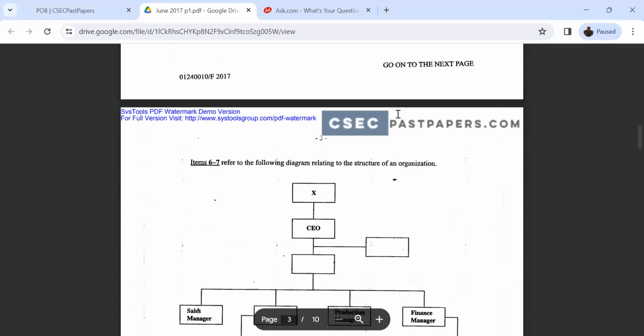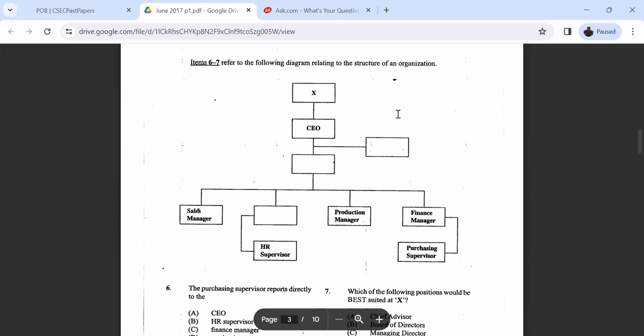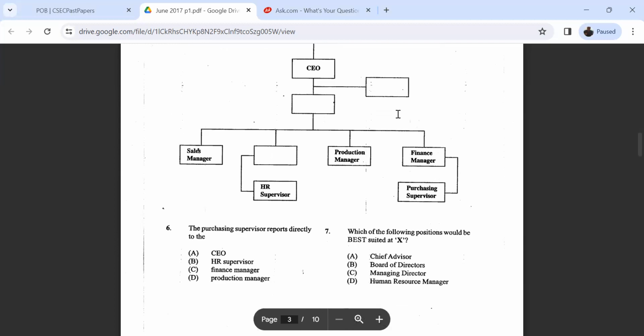Number 6 and 7 refer to the following diagram relating to the structure of an organization. This comes fairly often as well, right? Number 6, the purchasing supervisor reports directly to... look where the purchasing supervisor is. Finance manager. The finance manager, right? You see any lines directing them, right?